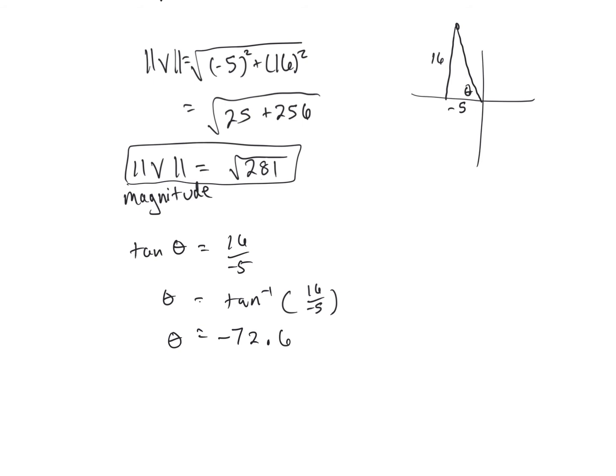72.6. However, remember, when we get an answer, it assumes that we're going here and there in terms of positive and negative. But we know it's in our second quadrant, so I'm going to take it from here, 180, and it's going to go negative 72.76. So I take 180 minus that.